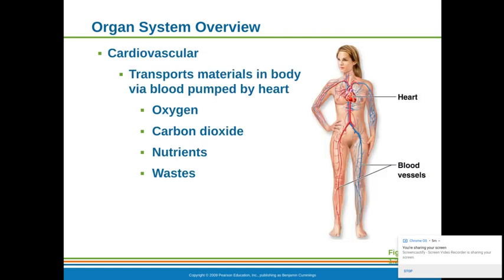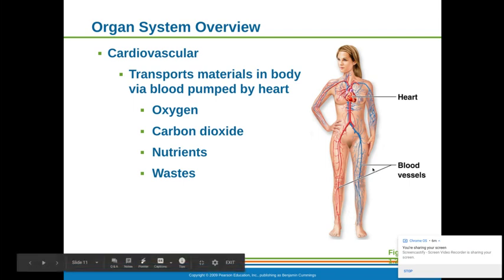in the digestive system. Now, the cardiovascular system, this is also known as the circulatory system. It's going to transport materials in the body via the blood pumped by the heart. So things like oxygen, carbon dioxide, nutrients, and waste. You'll typically see this red and blue diagram, with red representing the oxygenated blood and blue representing the deoxygenated blood.